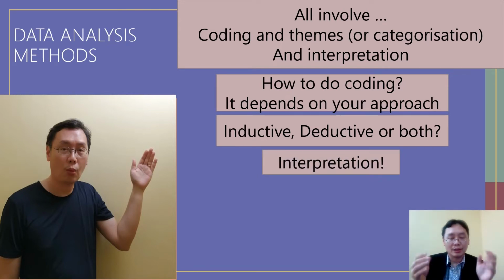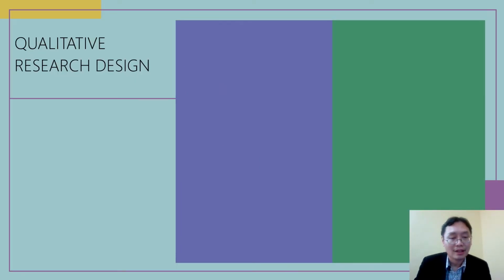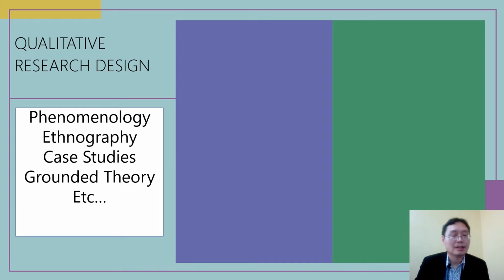Now, after you have done all this analysis, coding, themes, at the end is actually interpretation, and that is the most important part of all this qualitative research design. Here are some of the qualitative research designs that you may find on the internet or other literature. Phenomenology, ethnography, case studies, grounded theory, and many more.